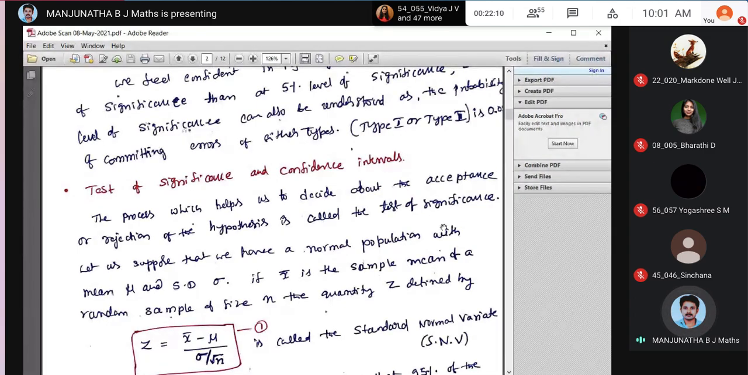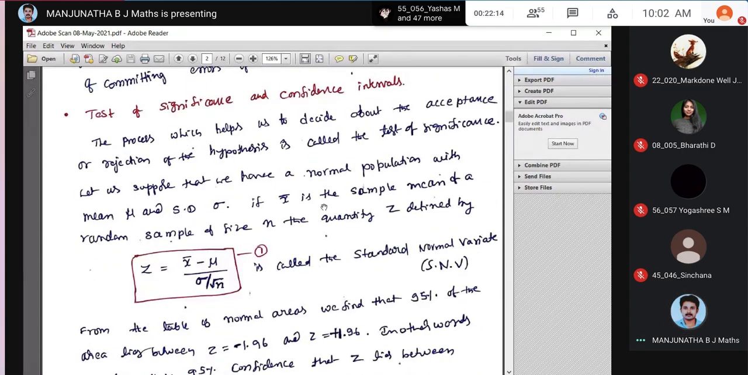Let us suppose that we have a normal population with mean mu and standard deviation sigma. If x bar is the sampling mean of a random sample of size n, the quantity z is defined as z = (x bar - mu) / sigma. But what is sigma in place of the sampling mean? Sigma x bar squared is sigma squared by n. Therefore, what is sigma x bar? That is sigma divided by root n.